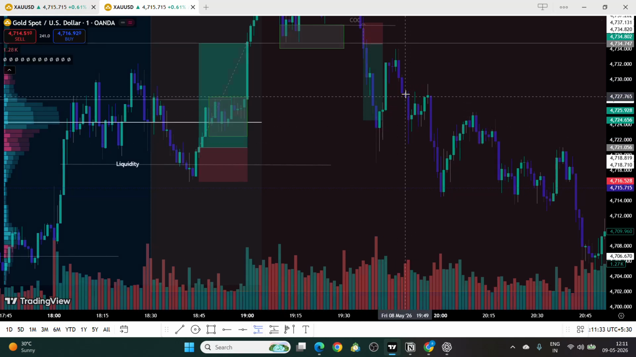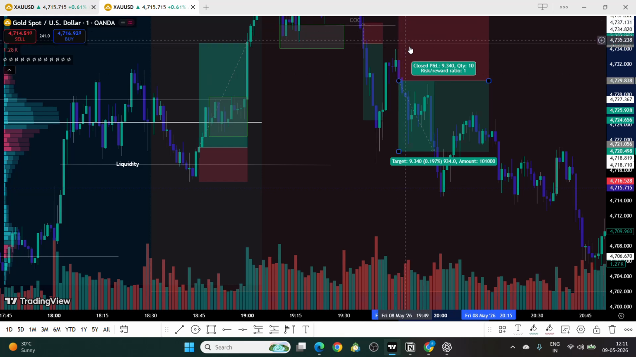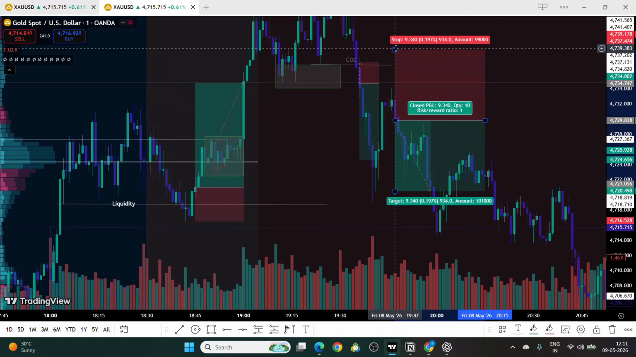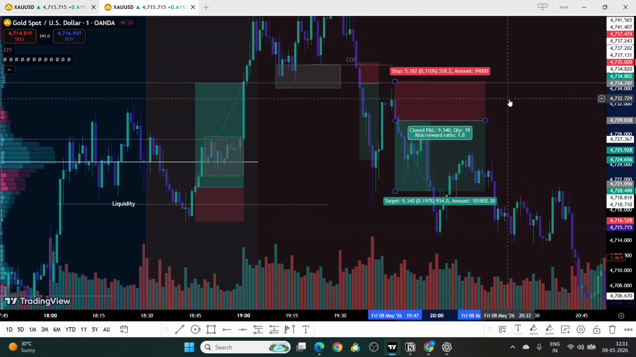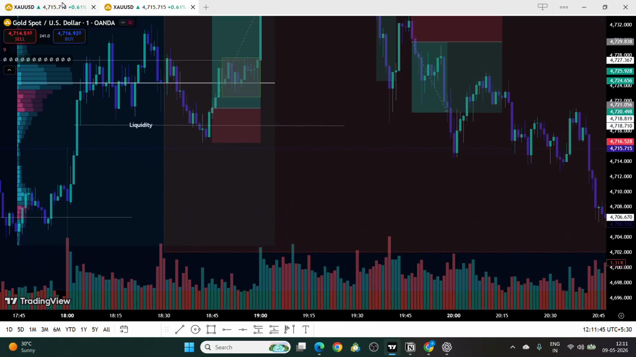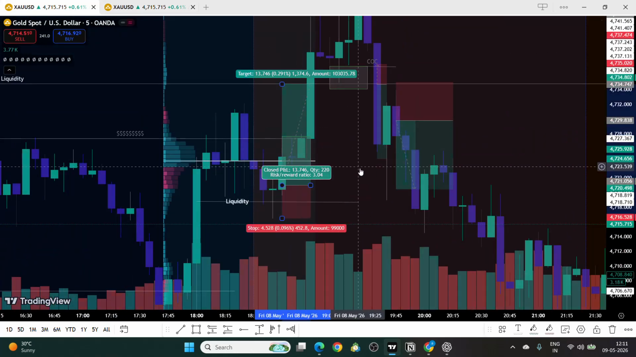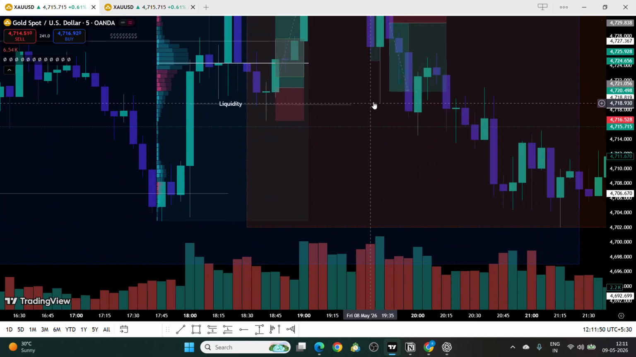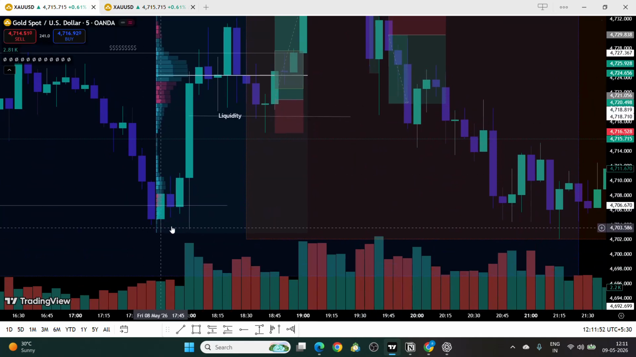From here we can take this next high as the next area. The stop loss point is all the way of this liquidity point. Or if you want to be more conservative, you can have up to here only.